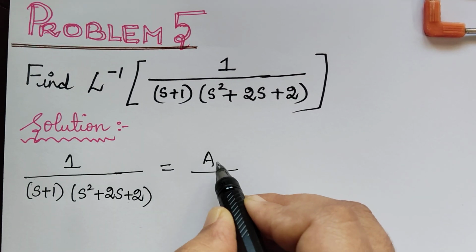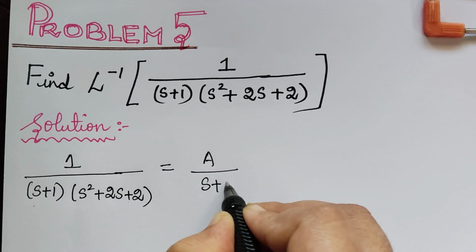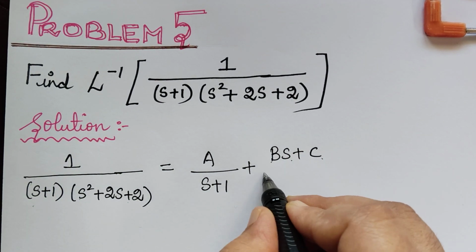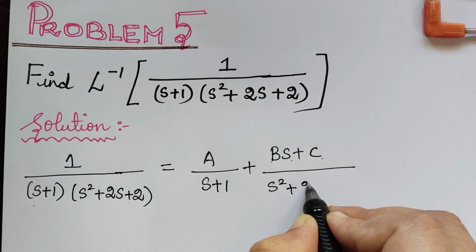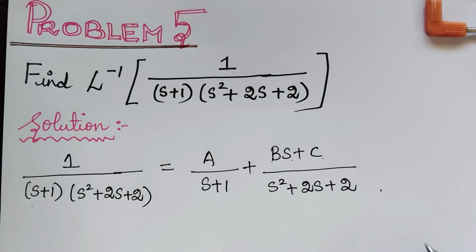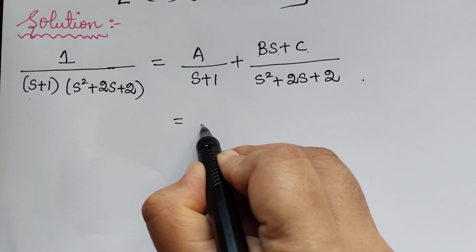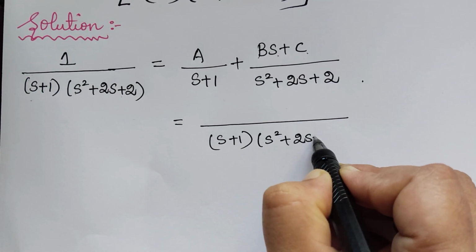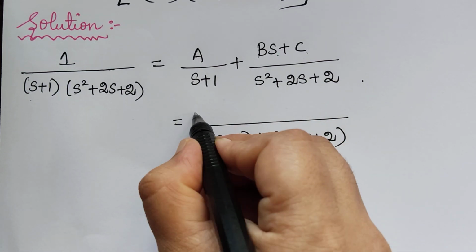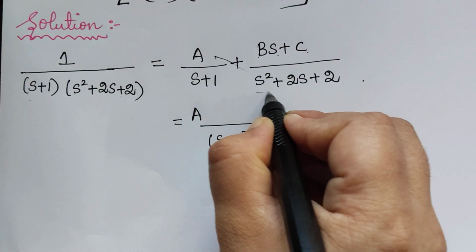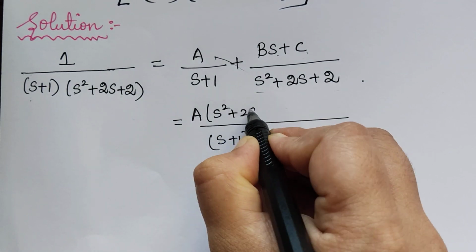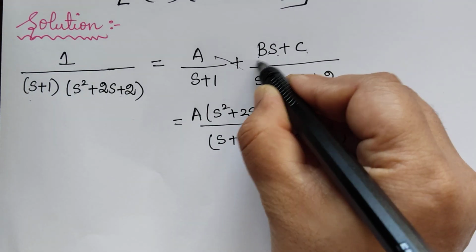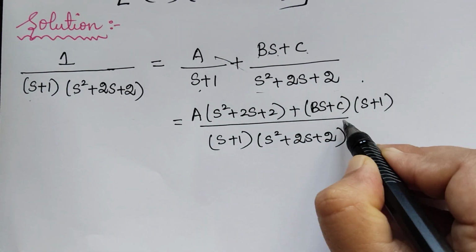So this can be written as A divided by the first term s plus 1, plus Bs plus C. Since we have the square over here, we have to write Bs plus C divided by s squared plus 2s plus 2. Now on the right, if you take the LCM, we will have s plus 1 multiplied with s squared plus 2s plus 2. And in the numerator, A will be multiplied with s squared plus 2s plus 2, plus this Bs plus C has to be multiplied with s plus 1. So this is what we get on the right.